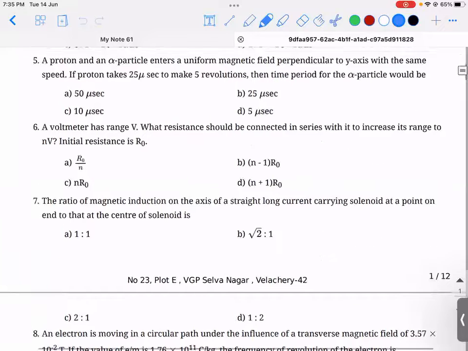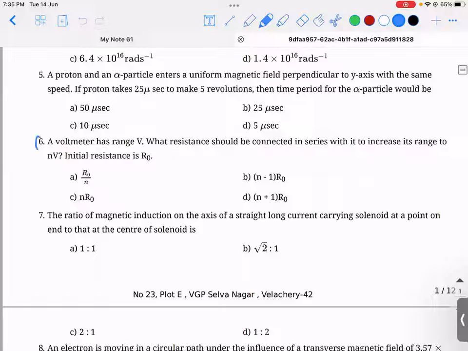So we can try out some problems that are based on this concept of voltmeter that we discussed in the previous class. Let's try them out. So voltmeter has a range V. Question number 6. What resistance should be connected in series with it to increase its range to NV?